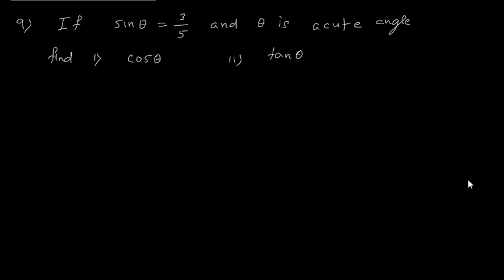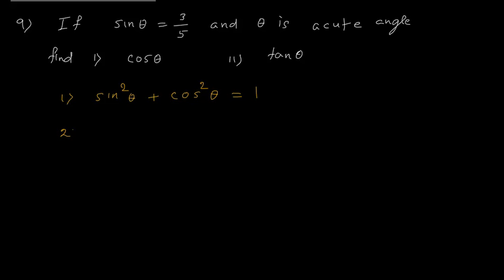Now let us see this ninth question. If sin theta is 3 upon 5 and theta is acute angle, we have to find cos theta and tan theta. Before I solve this problem, let us revise three identities that we know. First identity which you know is sin square theta plus cos square theta is equal to 1.